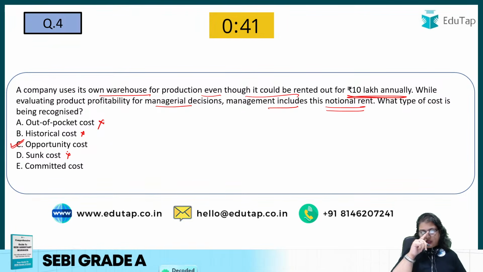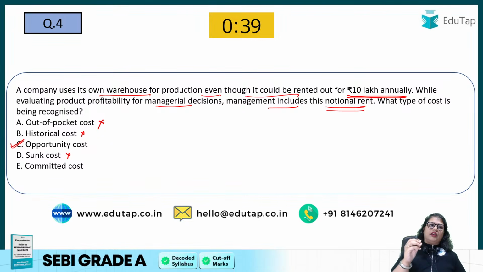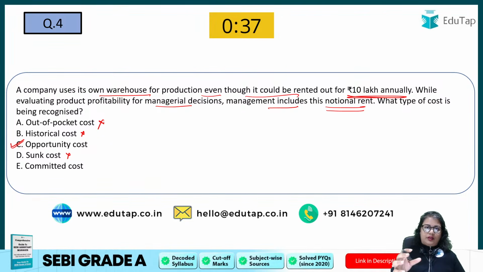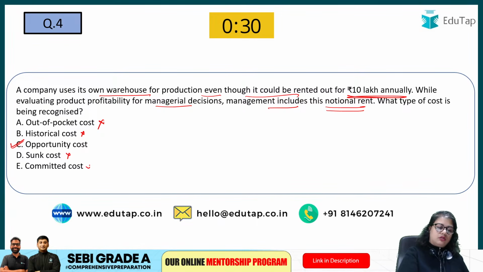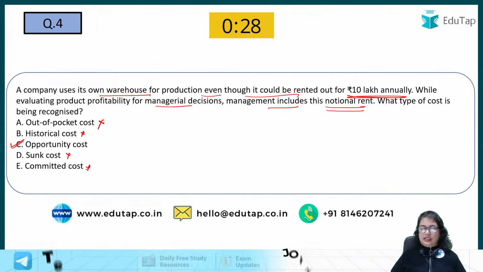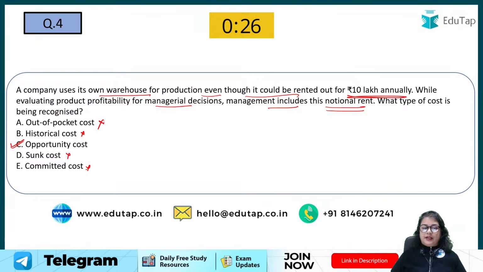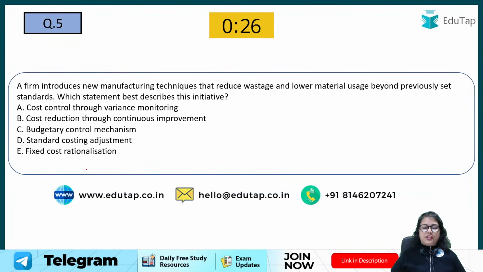Then committed cost, of course committed cost is the one that you have to do, जिसका कोई इलाज नहीं है कि आप उसको skip कर सकते हो. So hence this is also not true, so ये भी incorrect हो गया. So yes, the answer is C, opportunity cost. Let us move ahead. Question number 5.